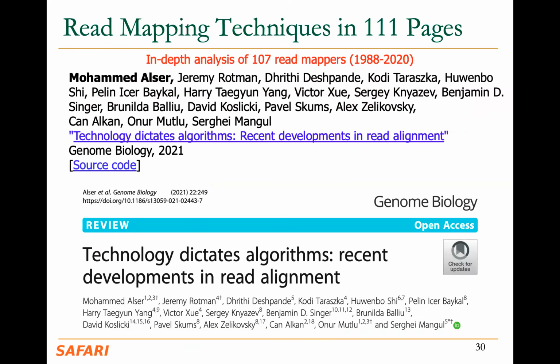Okay, and if you're interested in actually read mapping techniques in general, this is an area that we've been working on for a while, together with a group of, let's say, a lot of people. We've written this overview paper in Genome Biology that analyzes a lot of read mappers and different techniques that they use. And this is, of course, evolving over time.